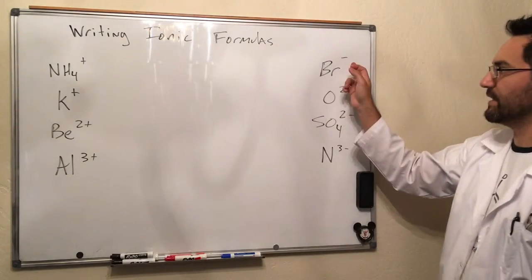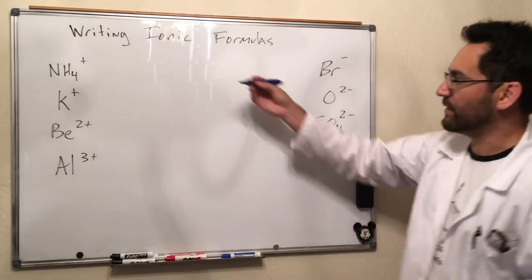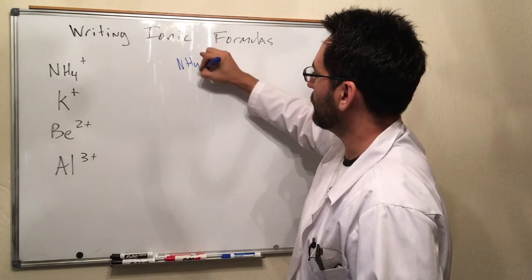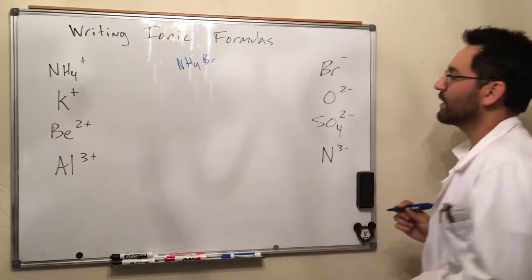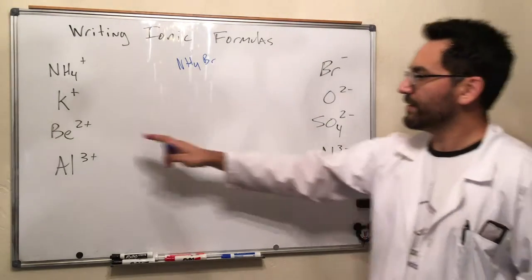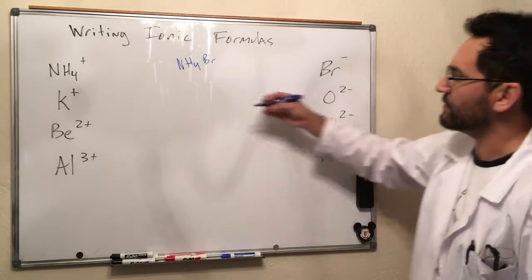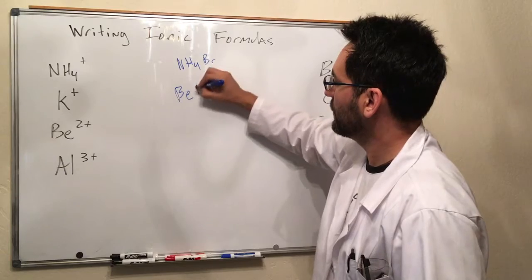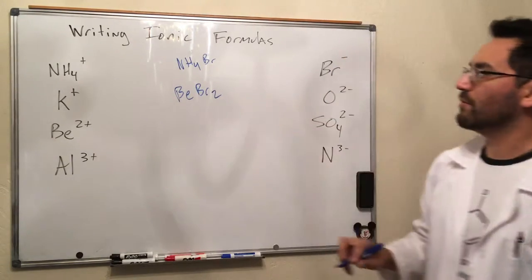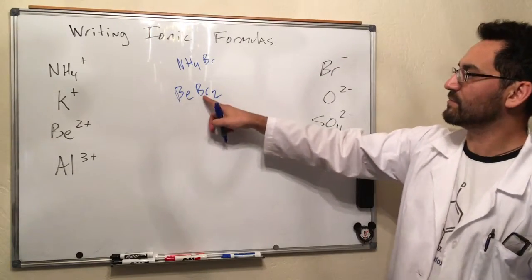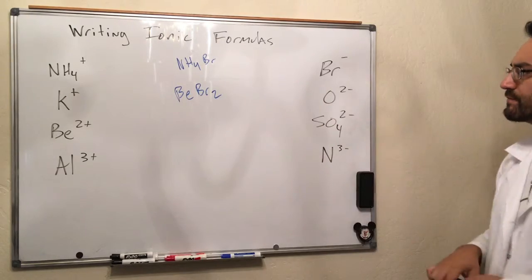1 plus and 1 minus. They just pair up. This would be NH4Br. 2 plus and 1 minus. So we need 2 of these, right? We need beryllium with 2 bromines because this is 2 plus and this is 1 minus. Everything needs to be equal.